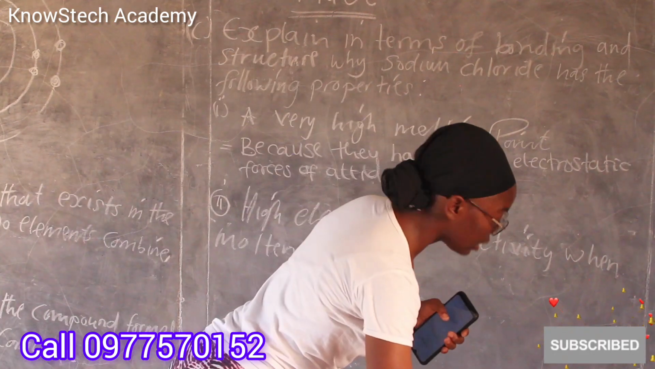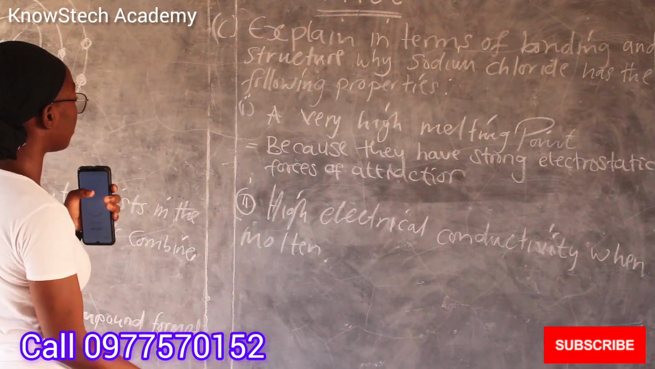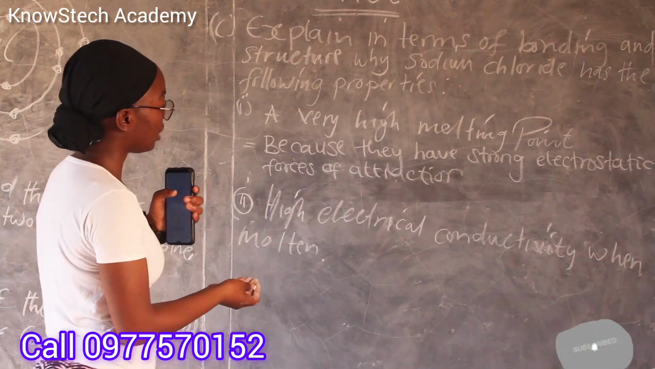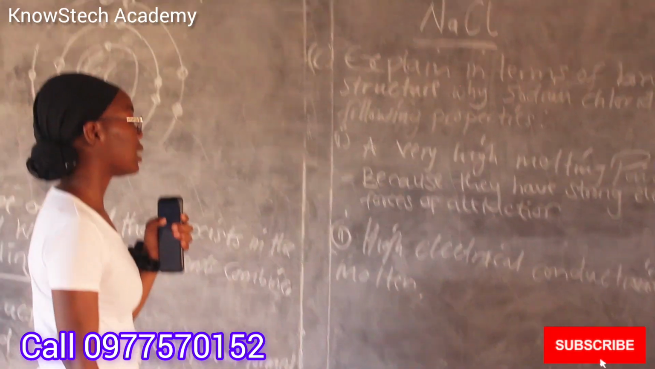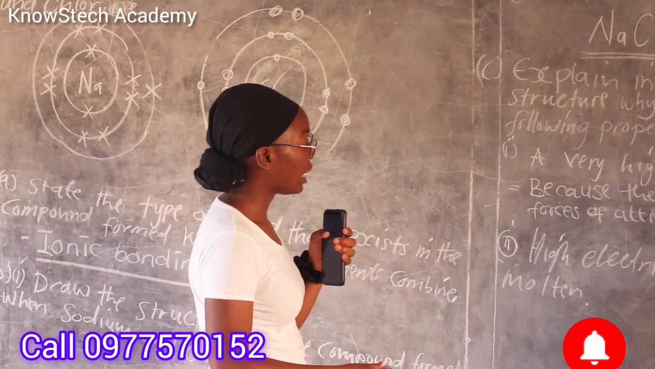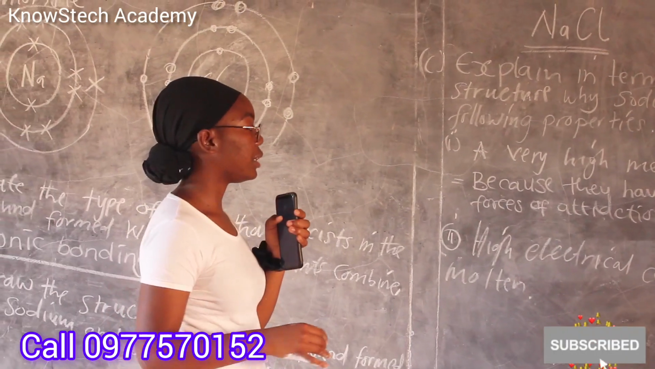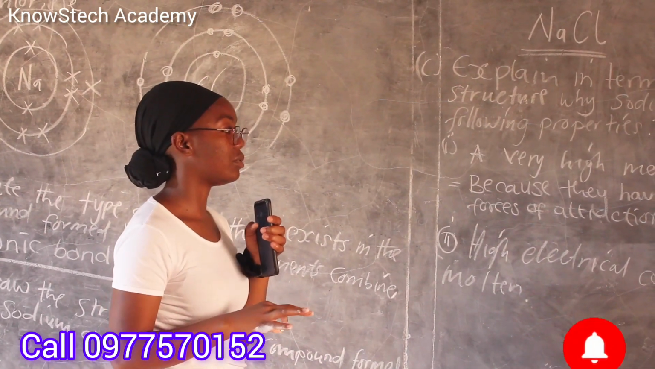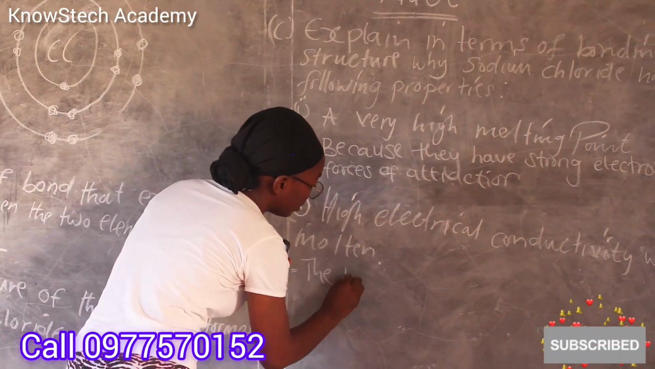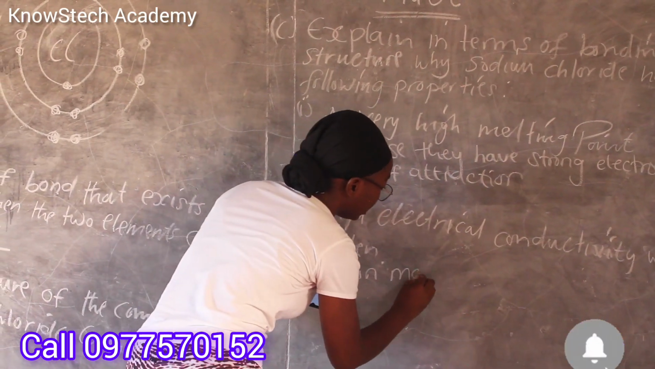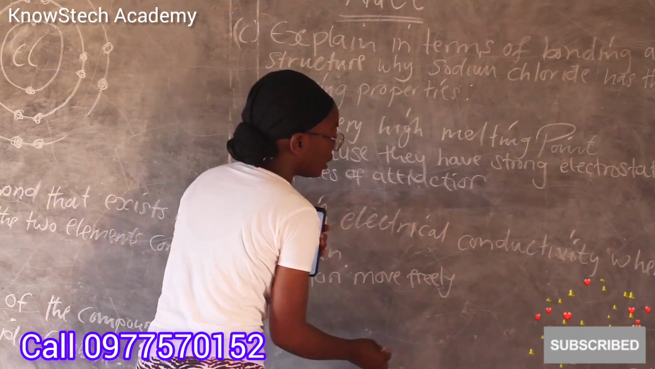We're done. Then our last question reads, why does sodium chloride have a high electrical conductivity when it's in molten state? So the reason why it's got a high electrical conductivity is because the ions move freely in molten state. So you write the ions move freely in molten state.